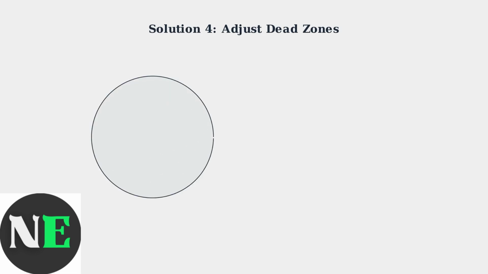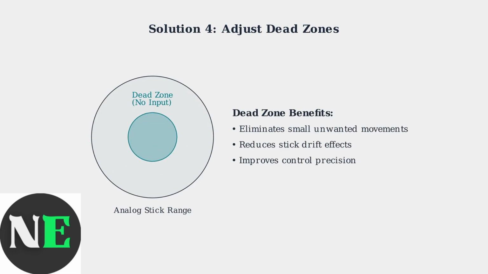This software allows you to calibrate your controller and adjust various settings for optimal performance. If stick drift persists after calibration, adjusting the dead zones in the Ultimate software can help. The dead zone is the area around the center of the analog stick where no movement is registered. Increasing the dead zone reduces unwanted drift by ignoring small unintended movements.